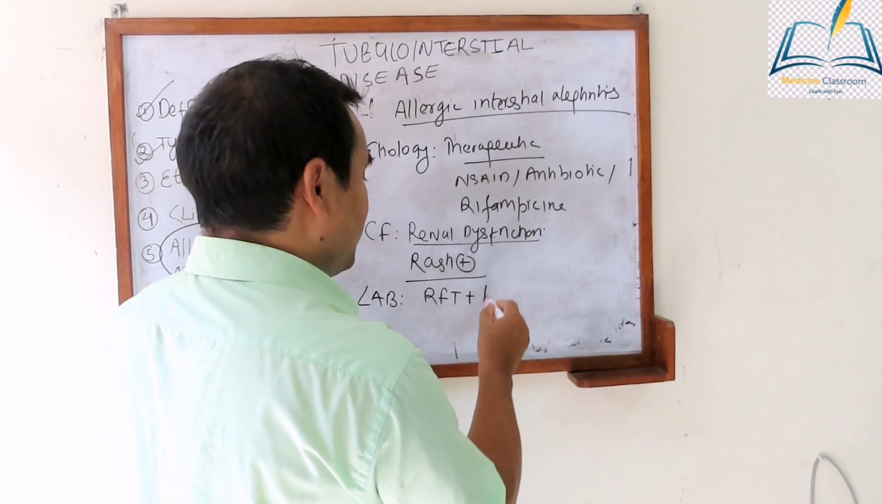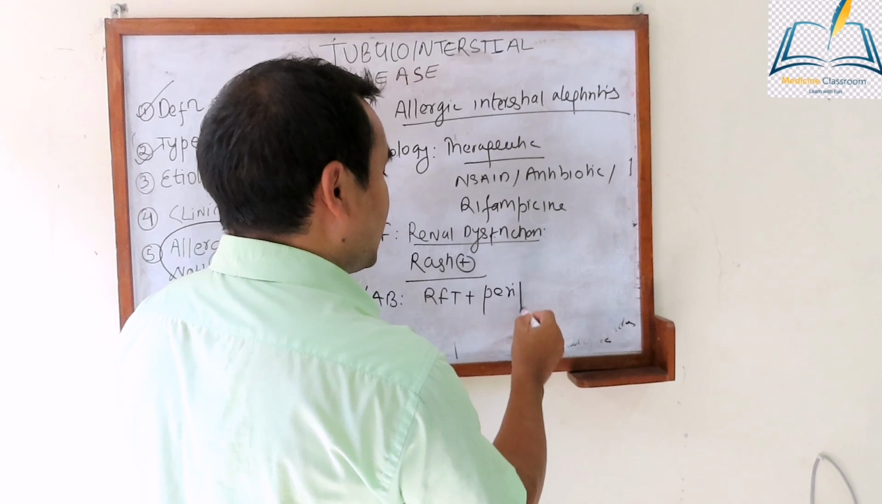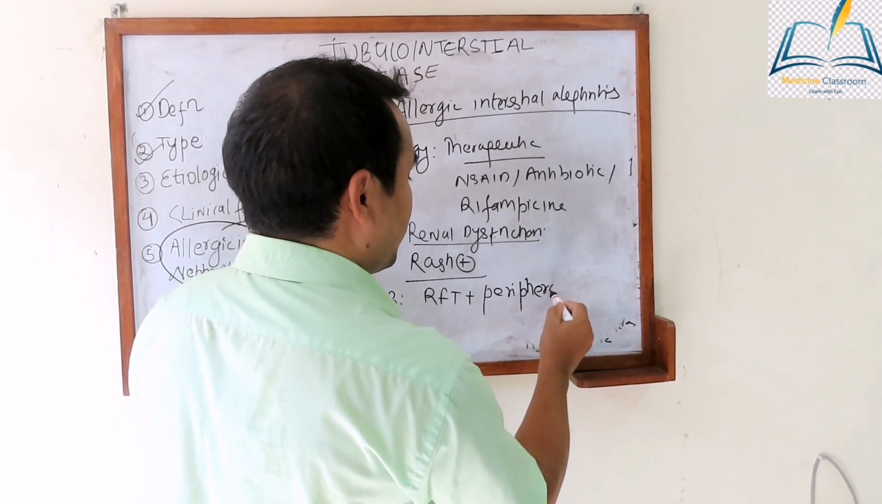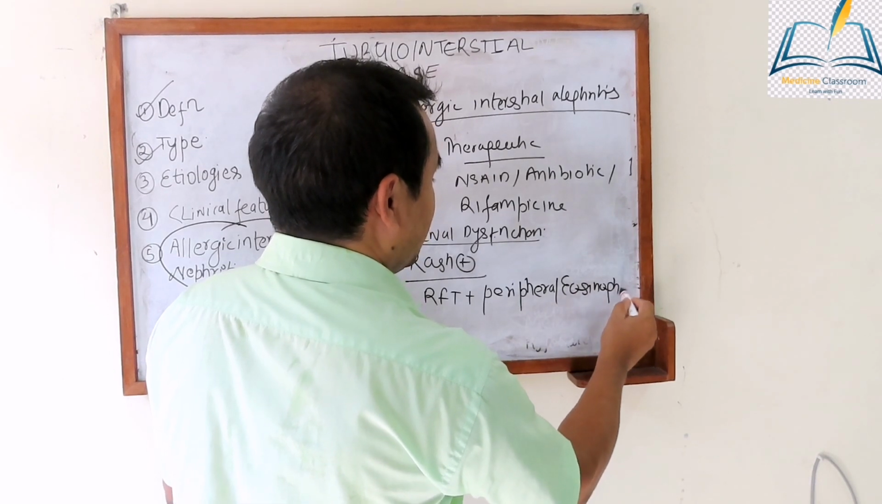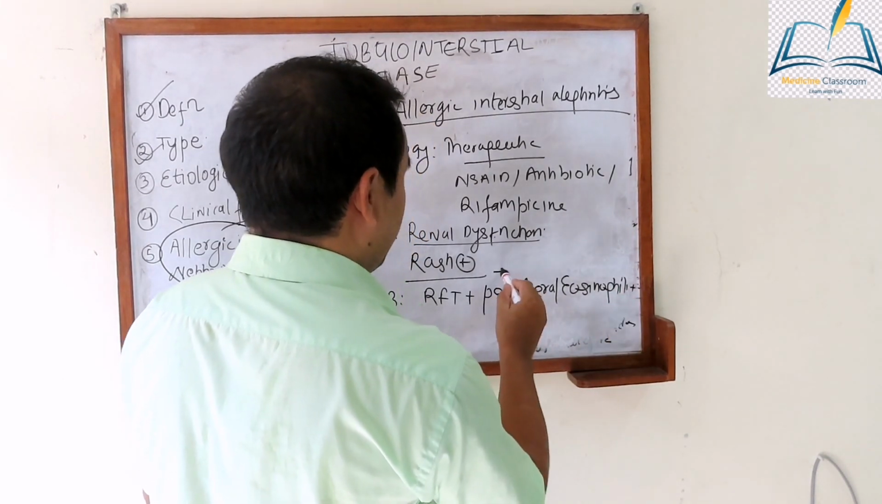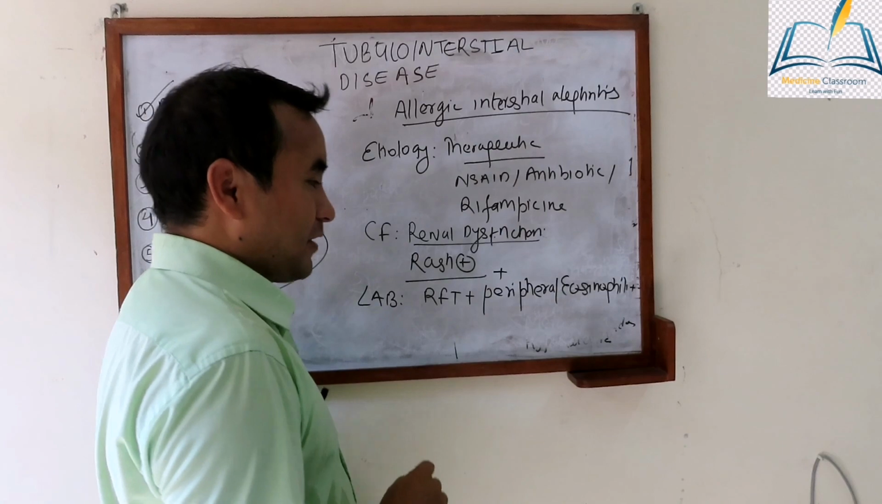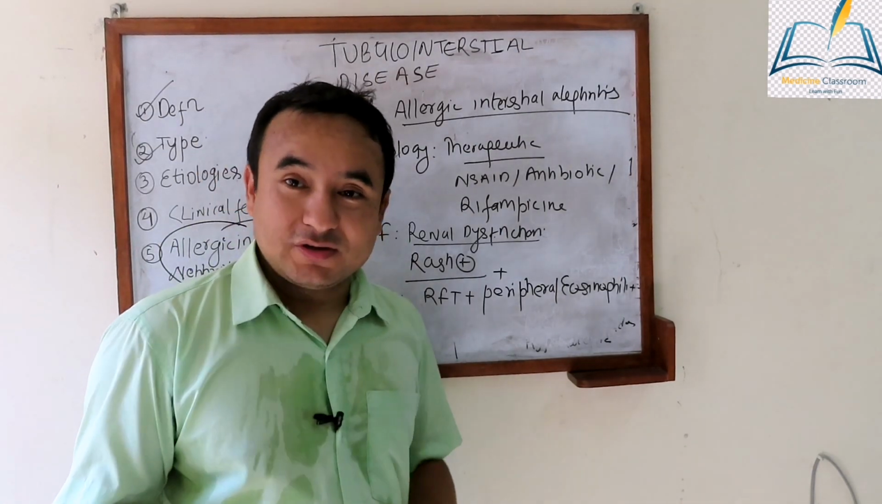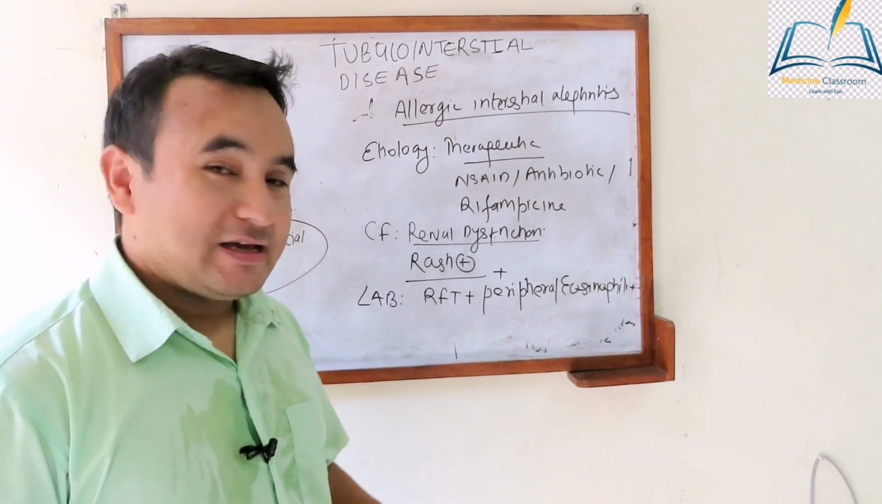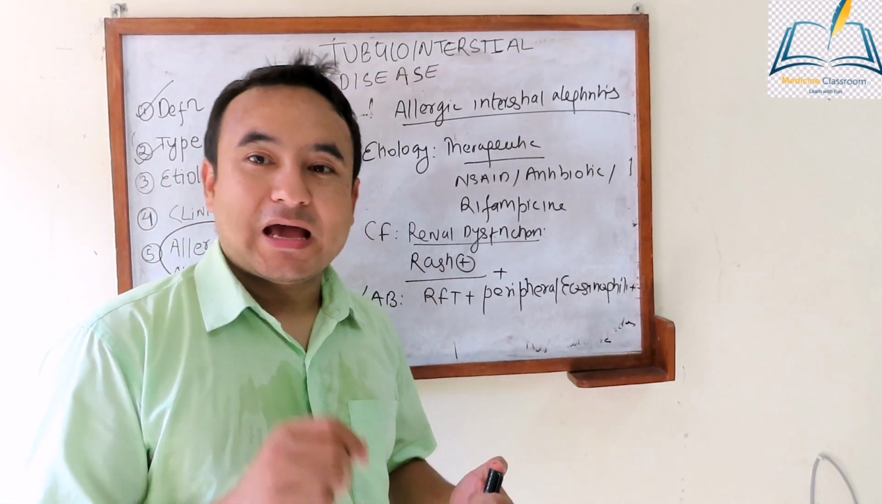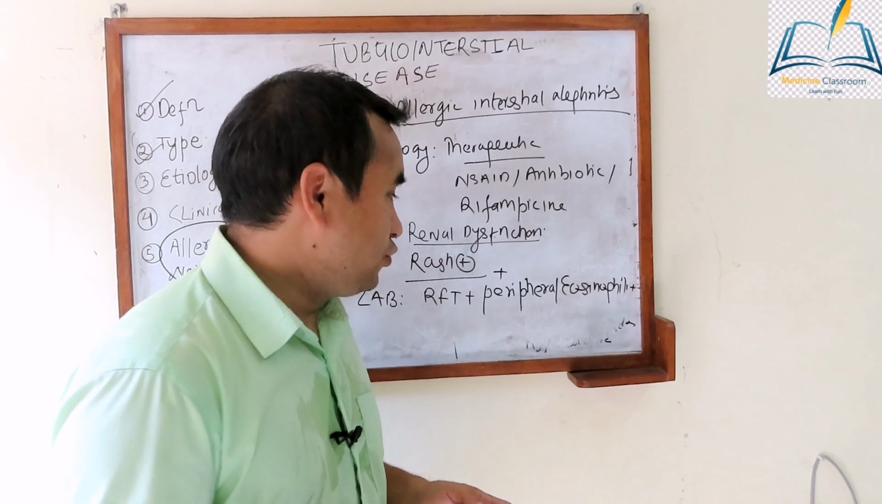One important finding you will get is peripheral eosinophilia. If someone has renal dysfunction, rash and peripheral eosinophilia, then that is the triad for allergic interstitial nephritis, and this will be one of your MCQ questions.